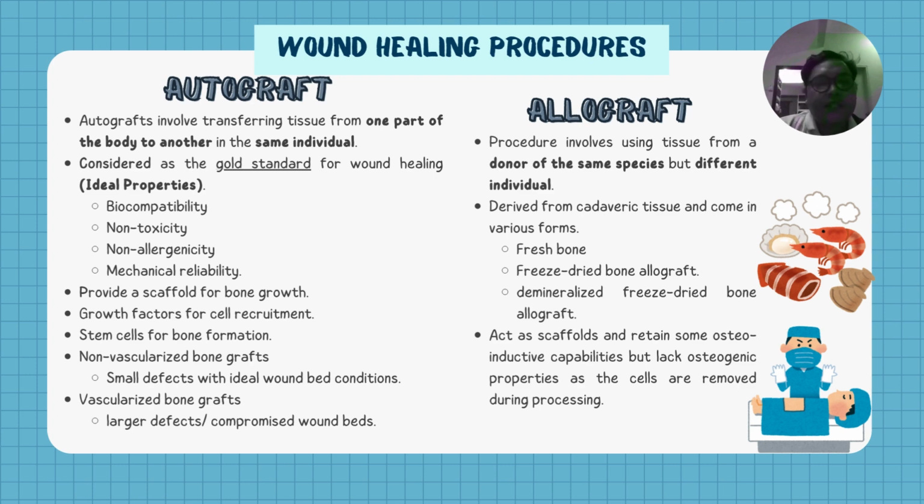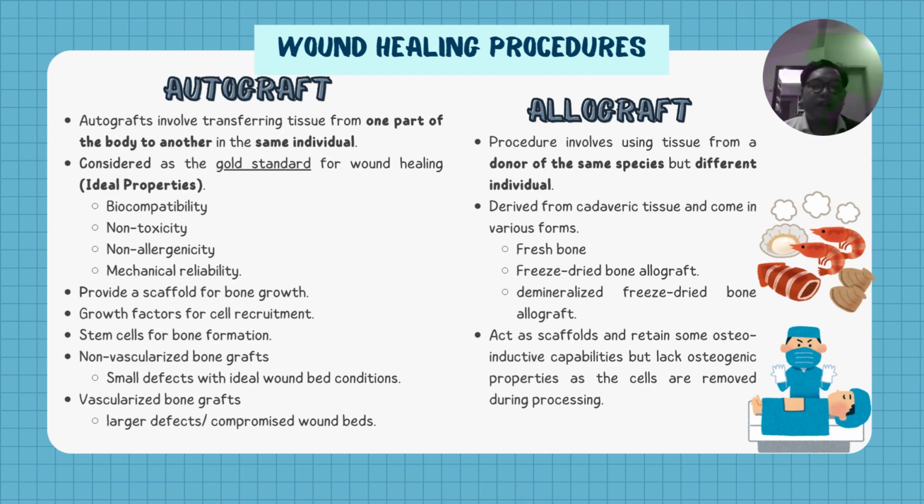Wound healing procedures. So we have autograft, allograft, and alloplast. Autograft involves transferring tissues from one part of the body to another in the same individual. It's considered the gold standard for wound healing because of ideal properties such as biocompatibility, non-toxicity, non-allergenicity, and lastly, mechanical reliability because it came from the same person.